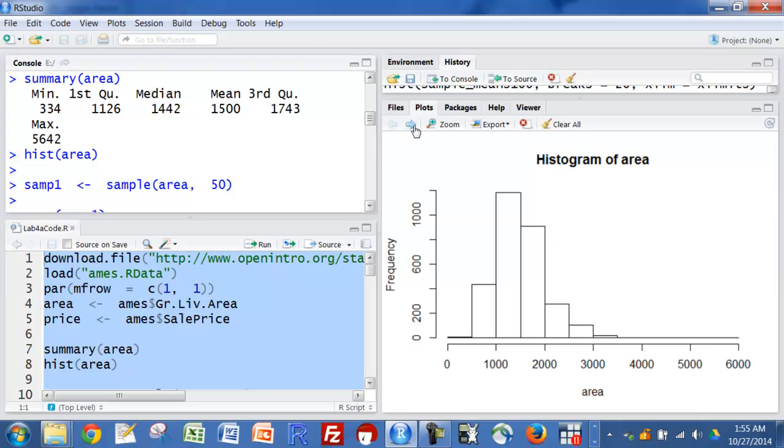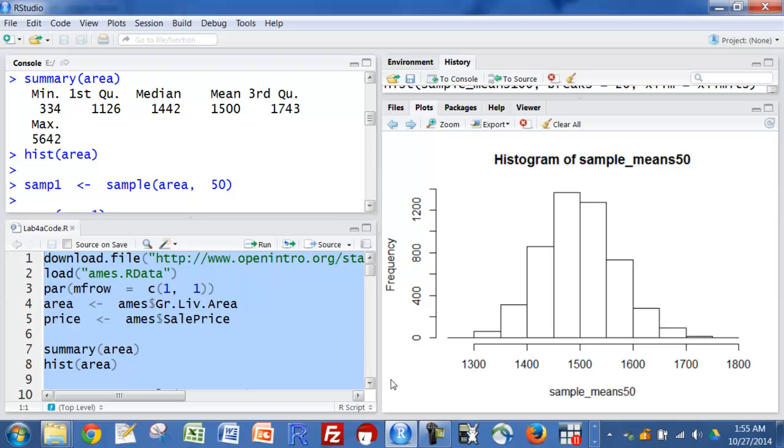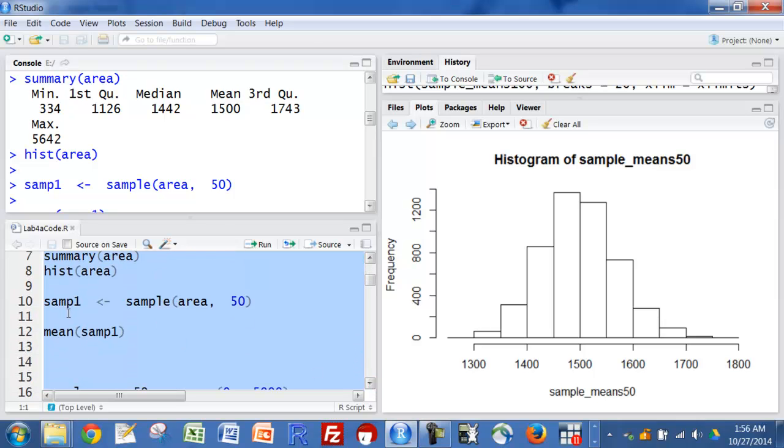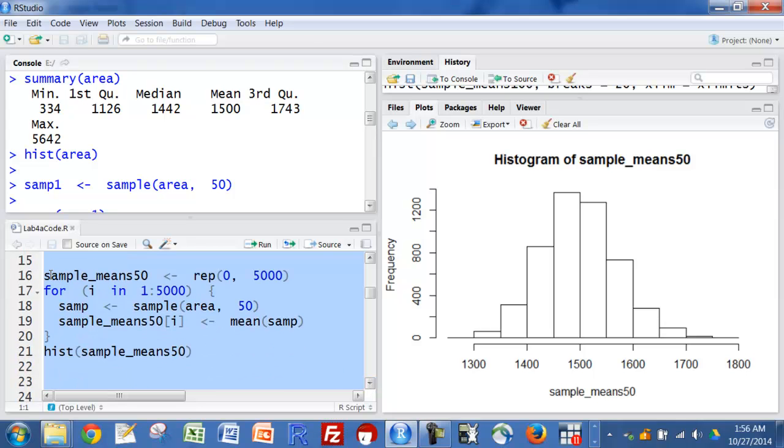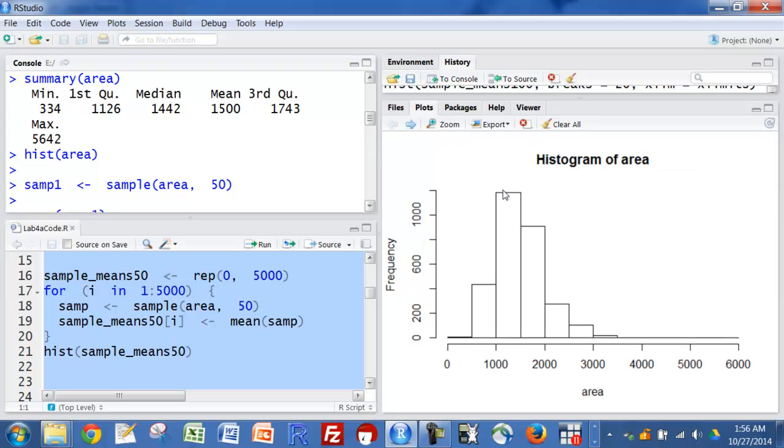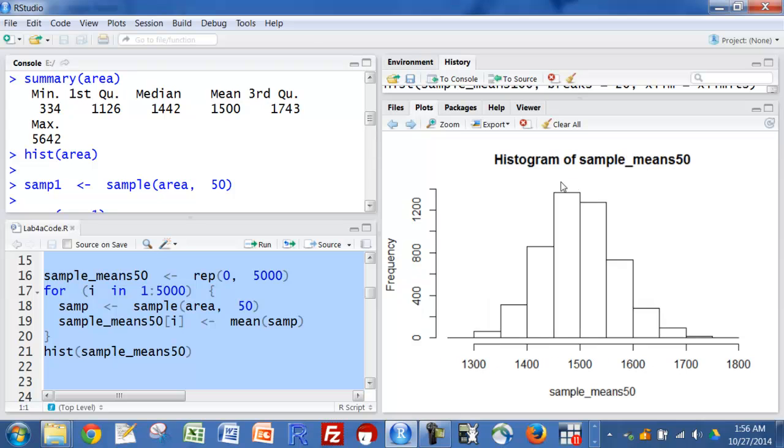So we ran the next thing, where the code said, just take one sample from area of size 50 and get the mean of that. Then it said, for sample mean 50, let's do that same thing 5,000 times. So we take a sample of area of size 50, do it 5,000 times, and then make a histogram of those sample means. Here was the population with some skew. Now your sample means have a bell curve, and it goes from about 1,300 to maybe 1,700-something.